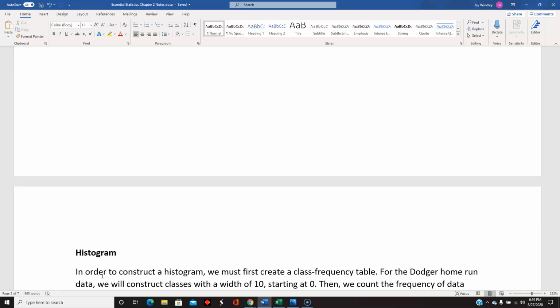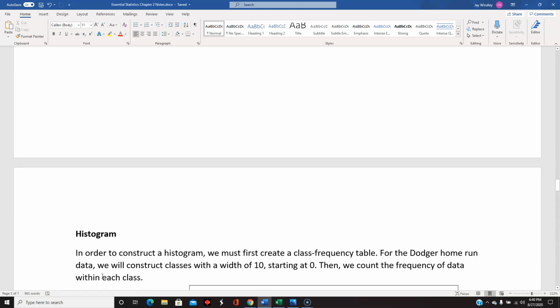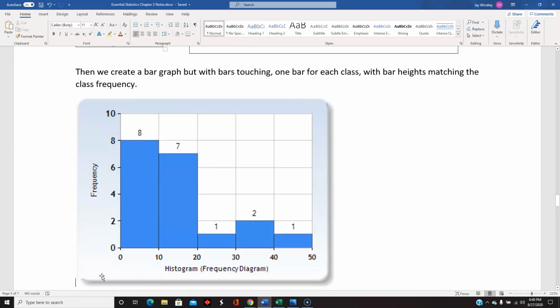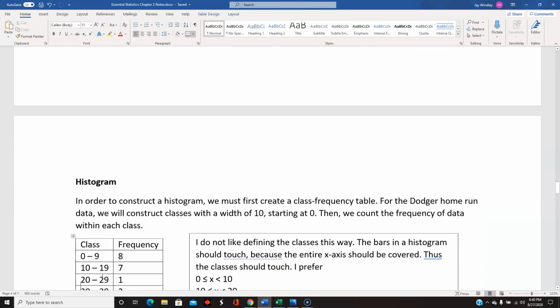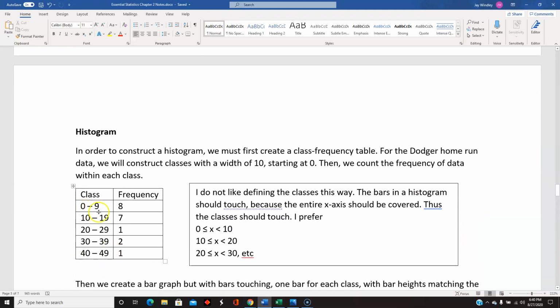For our Dodger home run data, we're going to construct classes with a width of 10 starting at 0. Sorry about that. So 0 to 9, 10 to 19, 20 to 29, and so on. And then we have the frequency within each class. So there were 8 Dodger players that had 0 to 9 home runs. 7 Dodger players had between 10 and 19 home runs. One player had somewhere between 40 and 49 home runs.